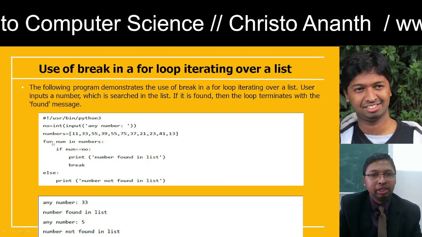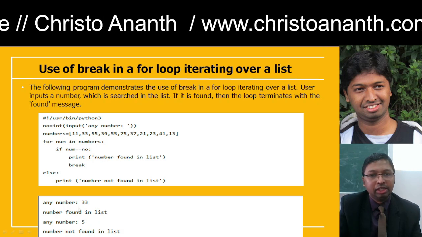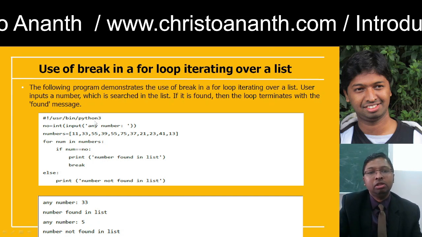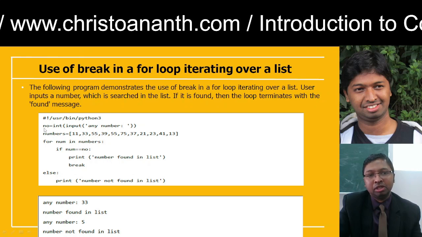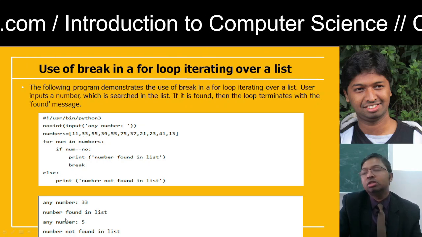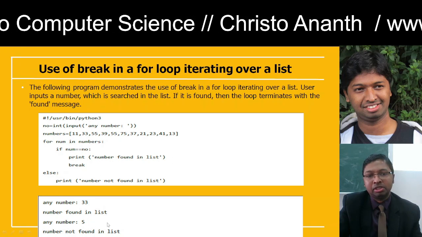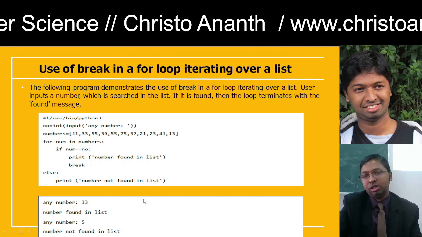For example, here you will be entering any number. If you enter 33, it will show number found in the list because 33 is present. Again, any number, 5. Here 5 is not present, which means it shows number not found in the list.